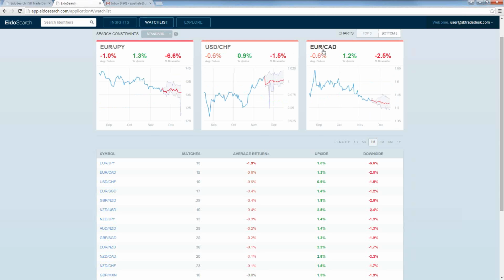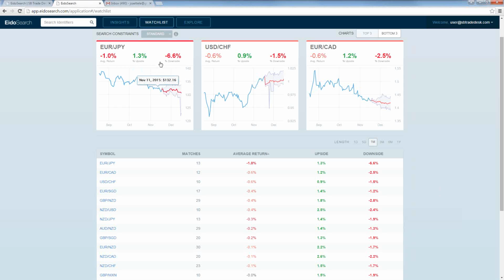Bottom three: Euro CAD, dollar Swiss, Euro yen. Those start to get interesting. We can see the number of matches, and when you see a really big number and a really big skew between percent downside and percent upside, that's when my interest is really piqued. So here we have Euro yen for the next month.